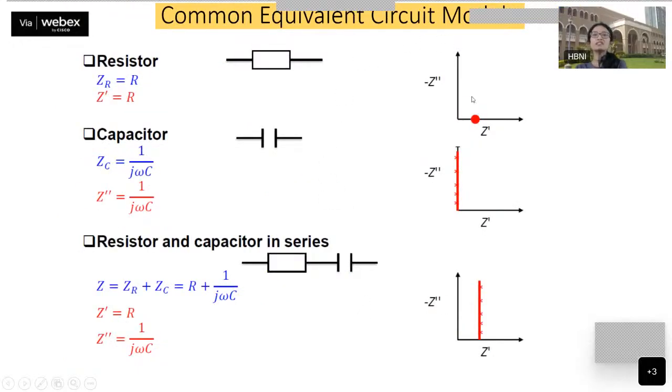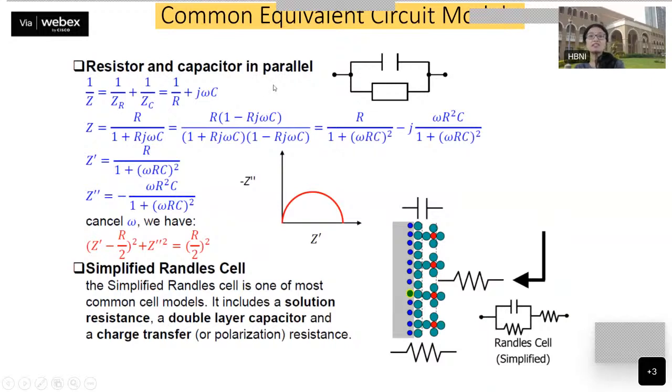So for the common equivalent circuit plots, if it is a resistor, the change is only on the x-axis. If it's a capacitor, the change is only on the y-axis. Whereas when you have a resistor and capacitor in series, you will find something like this. Now when you have a resistor and capacitor in parallel, if you do the entire maths and plot the real versus the imaginary impedance, then what you have is a semicircle. As you can see over here, the equation obtained, if you solve it, is nothing but the equation of a semicircle in this particular case.